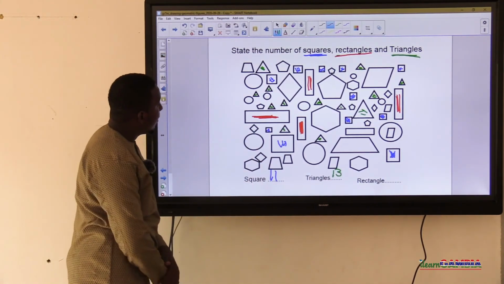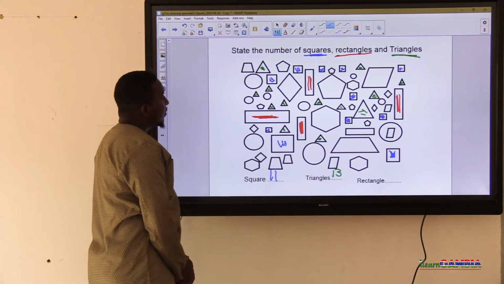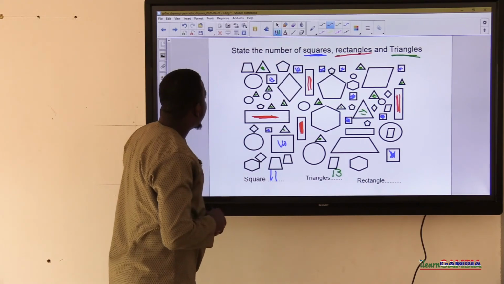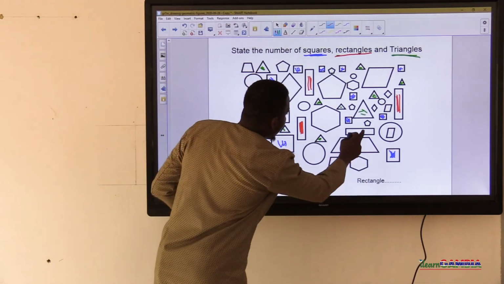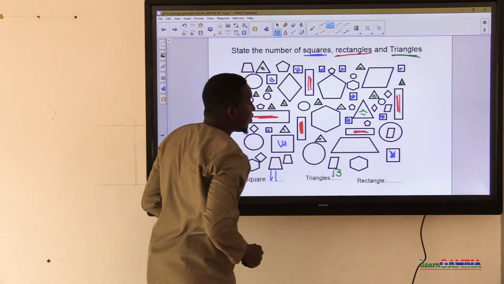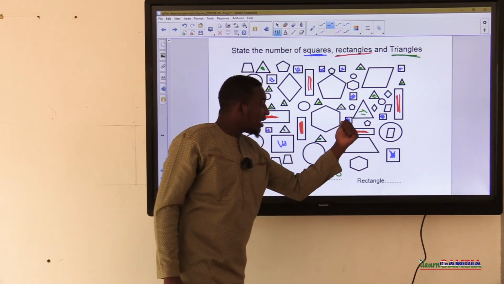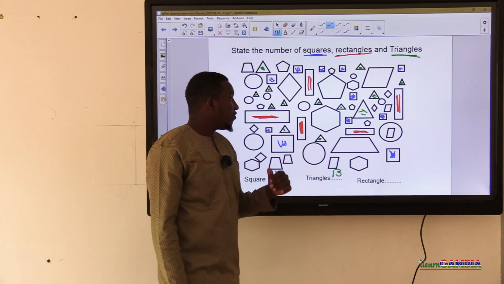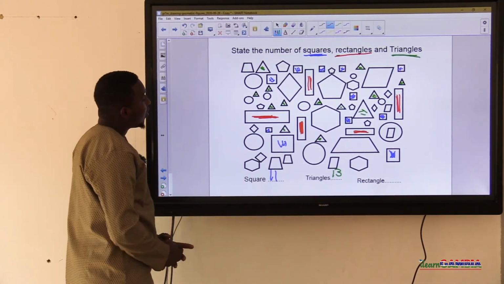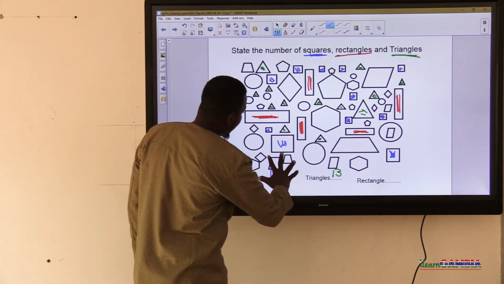So is that all? Rectangles, we are looking for the ones that have 4 sides, the opposite sides are equal and they are parallel to each other. Here, that one too is a rectangle. It has 4 sides, the opposite sides are equal and they are parallel to each other, and it has 4 angles. So is that all? Let's try to cross check and see if we have ticked all the rectangles.